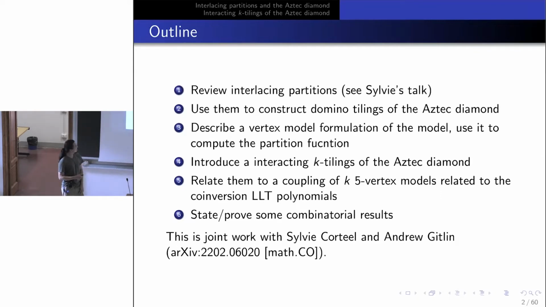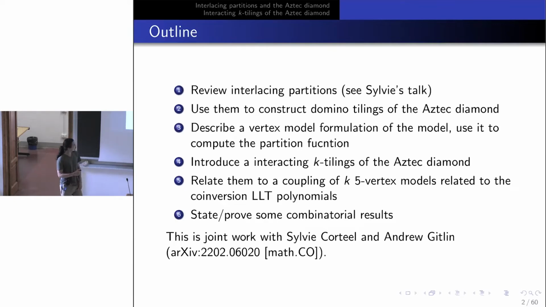Okay, so there'll be a bijection between sequences of interlacing partitions and domino tilings of the Aztec diamond. And there will also be a bijection between these sequences of partitions and a certain vertex model. So this will give us a way to relate the vertex model with tilings of the Aztec diamond. And in the vertex model formulation, we'll have some integrability. It'll be Yang-Baxter integrable, and we'll use this to compute the partition function. So we'll use this to count the number of tilings of the Aztec diamond.